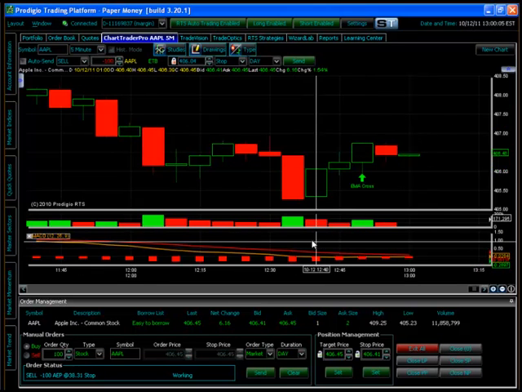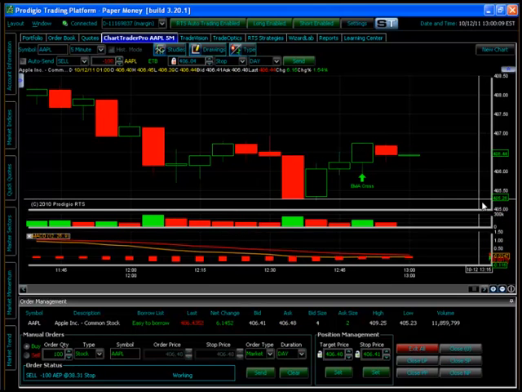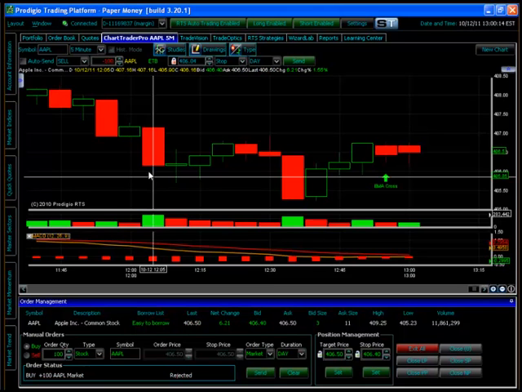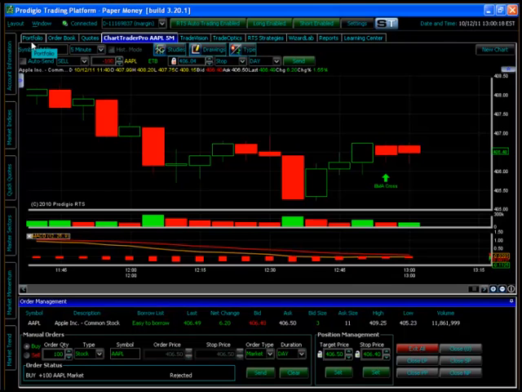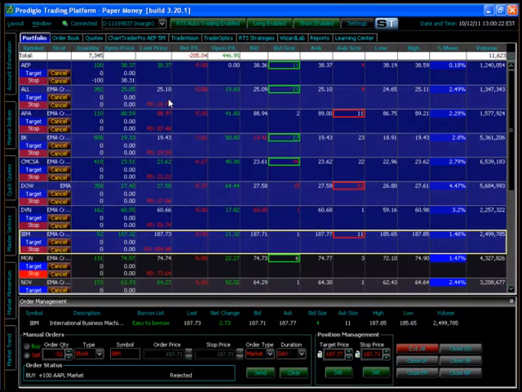But I'm using the automation of the system in a semi-automated fashion. Everything is hot loaded and ready to go, and when I want to buy it, I just send the order, and I'm getting in. And I was actually in too many positions. That order got rejected. You see, I'm in too many positions. I didn't have enough buying power for that order.